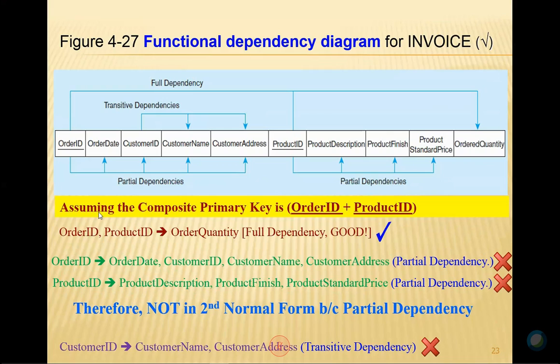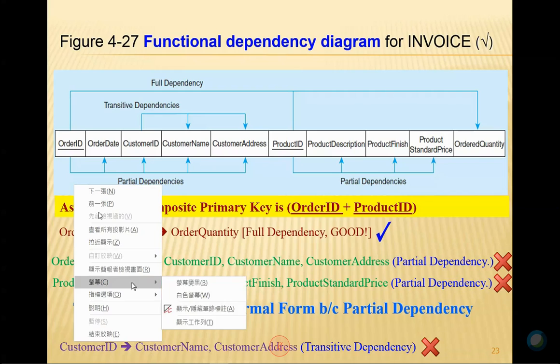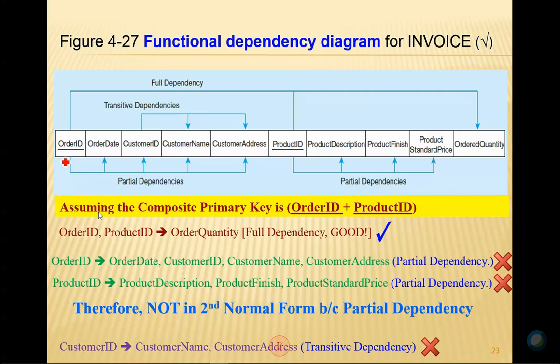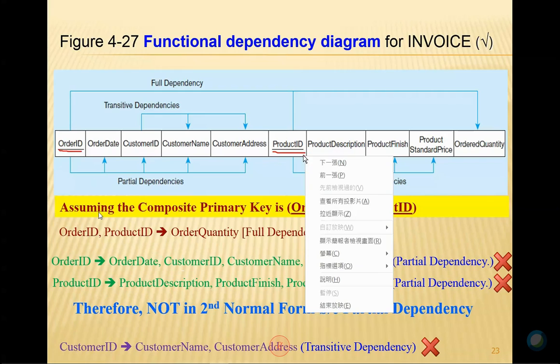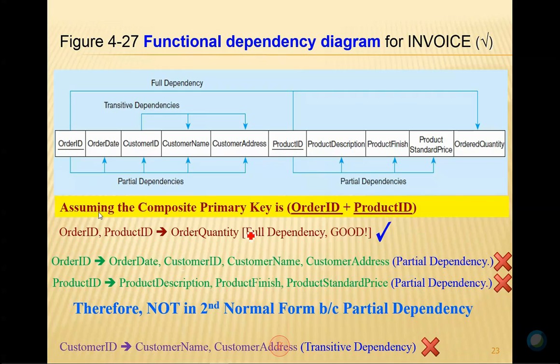In slide 23, in the exam, I'll let you know which are the composite primary key, like order ID and product ID right here. These are the composite primary key. I show you that. But what we'll ask you to do is draw all these functional dependencies, whether it's full dependency, partial dependency, or transitive dependency. We spent about 1.5 hours last week explaining these.